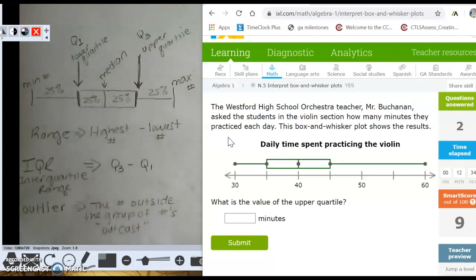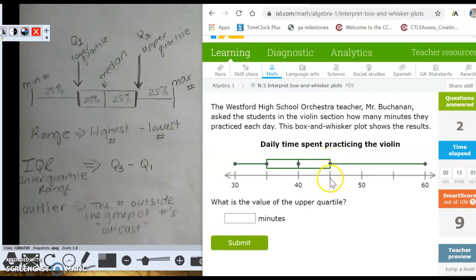Westford High School orchestra teacher, Mr. Buchanan, asked the students in the violin section how many minutes they practice each day. The box and whisker plot shows the results. So for this particular box and whisker, they're asking us what is the value of the upper quartile. So the upper quartile is actually this line right here. And if we look on the diagram or the picture, what corresponds to that is this line right here.